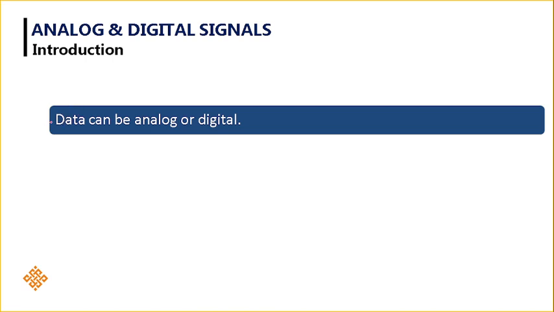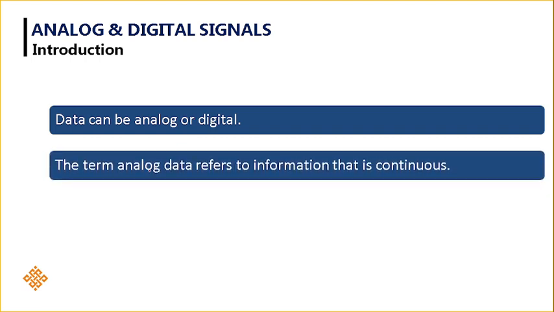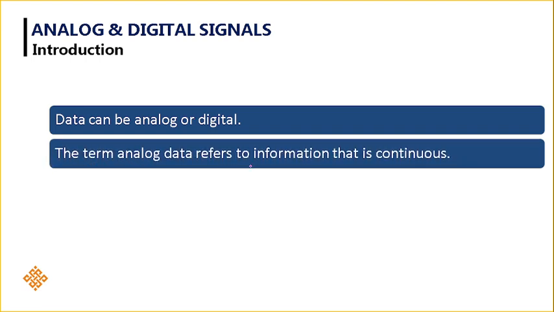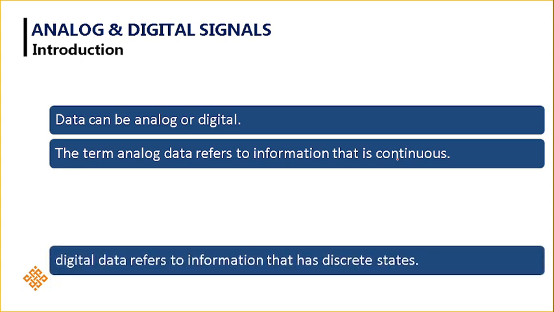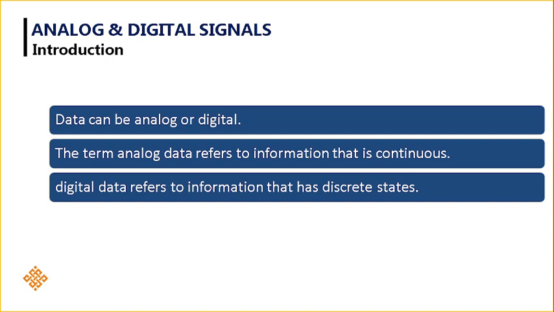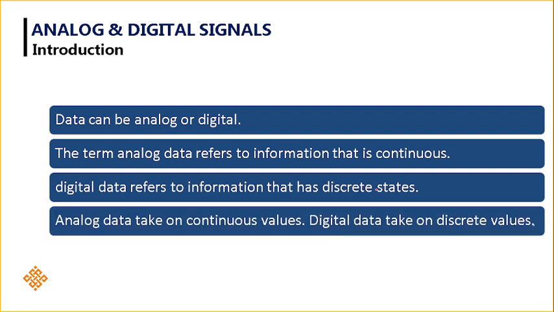So as I mentioned here, data can be analog or digital. The term analog data refers to information that is continuous. Continuous in the sense that the data can't be measured. It is infinite. Digital data refers to information that has discrete states, meaning it is countable. That I will show you in a diagram. Next slide. Analog data, as I told you, takes on continuous values, which are infinite, whereas digital data takes discrete values that you can count.